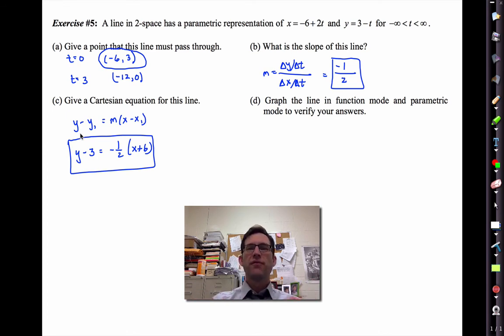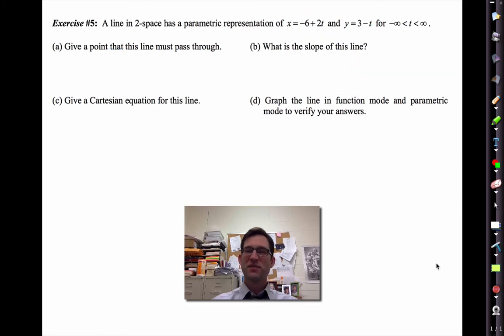Letter D says graph the line in function mode and parametric mode to verify your answer. See, one of the things that's unfortunate is it would be really nice to have a graphing utility that allowed me to put in this parametric system of equations, then this Cartesian equation, and compare the two. The best I can tell you right now, and again, I don't want to take your time up, is graph the parametric one, see what it looks like, graph the Cartesian one using the same window, see what it looks like, and they're going to look the same. It'd be great if we could graph them at the same time, though. Okay, I'm going to clear out the text, so copy down what you need to. All right, let's move on to the next page.